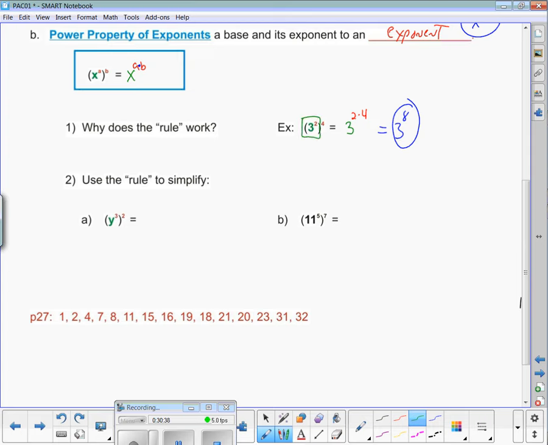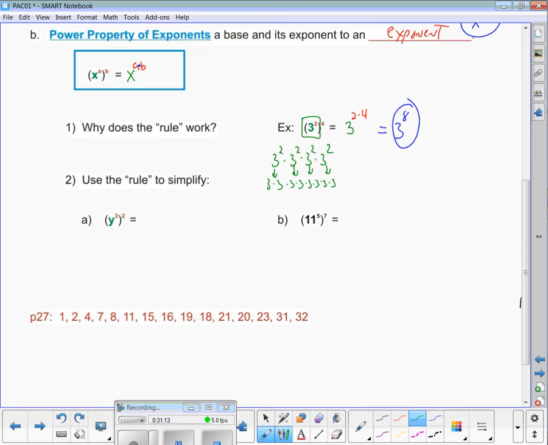What is 3 squared to the 4th power? How would we write 3 squared to the 4th power the long way? 3 squared, 1, times 3 squared, 2, times 3 squared, 3, times 3 squared, 4, right? And what is each 3 squared? Each 3 squared is a 3 times 3. And this one is a 3 times 3, and this one is a 3 times 3, and this one is a 3 times 3.